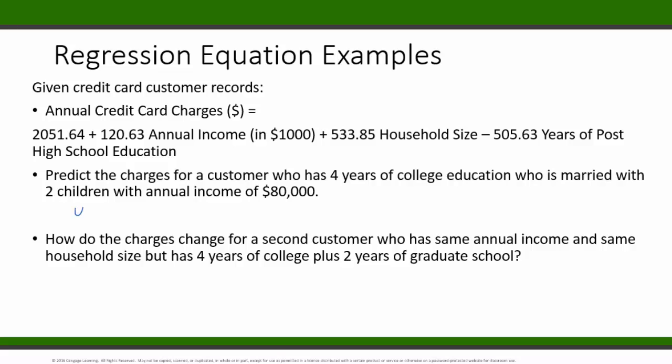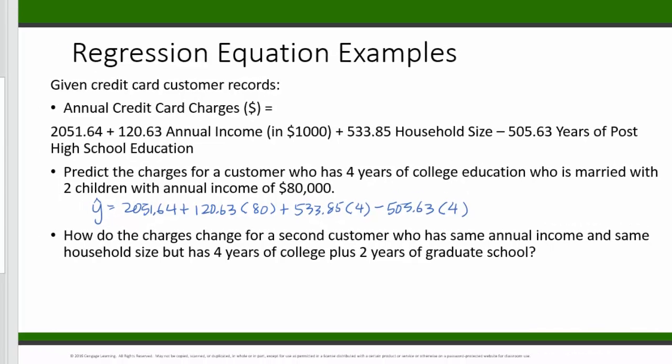So it would be 2051.64 plus 120.63 times the annual income in thousands of dollars, so that's 80 times 80, plus 533.85 times the household size. Well, now this person is married with 2 children, so there must be 4 people in the household. So multiply by 4, then 505.63 times the years of post-high school education, so that's 4 years after high school. So multiply by 4. This kind of calculation is a bit tedious, so I'm going to use Excel.